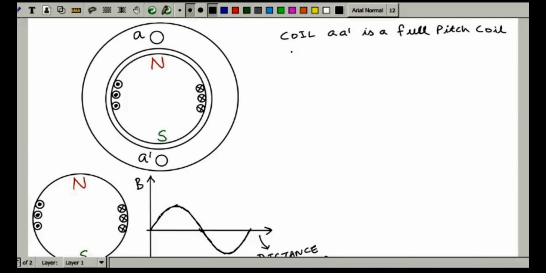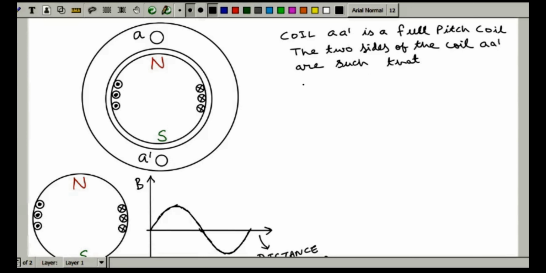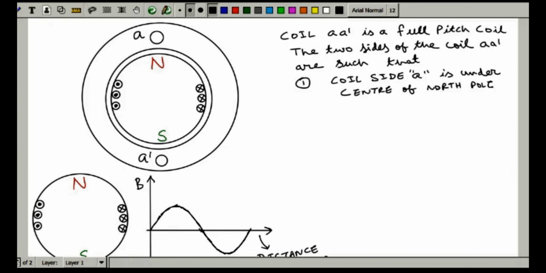You see, the two sides of the coil AA dash are such that coil side A is under the center of the north pole, and coil side A dash is under the center of the south pole.